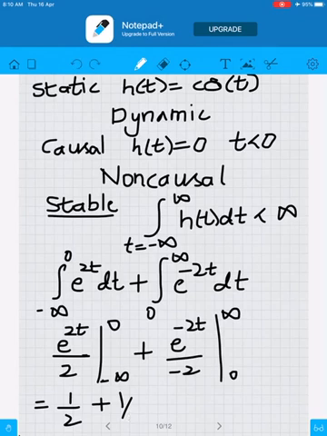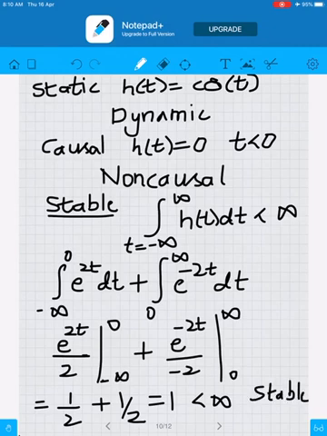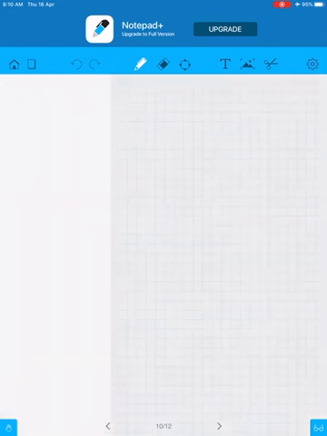So half plus half is equal to 1, which is a finite quantity and obviously less than infinity. The condition is satisfied, and hence the given system is stable. Now in this problem we can see that the given system is dynamic, the given system is non-causal, and the given system is stable. Now we'll see another system.